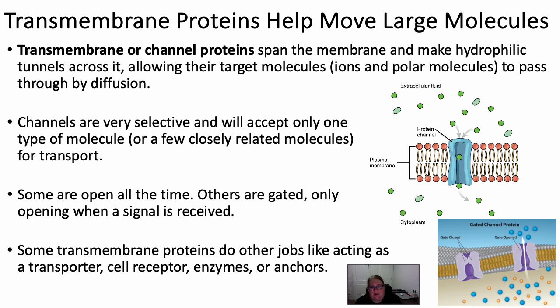These transmembrane proteins have a lot of other jobs as well. They can act as a transporter, as we've talked about here, which is their main function. They can be a cell receptor, they can be enzymes, they can be anchors. There's a lot of jobs that these transmembrane proteins do. But our main concern in this lecture is the fact that they allow things to cross the membrane that wouldn't be able to diffuse across.